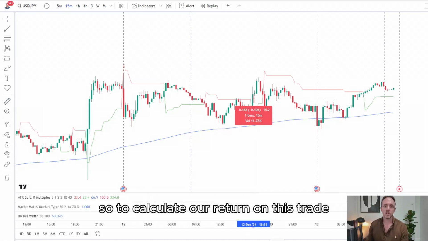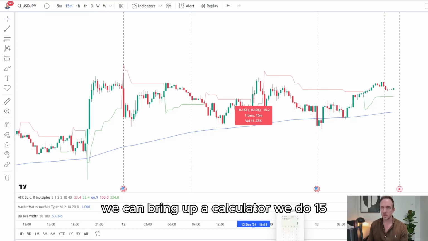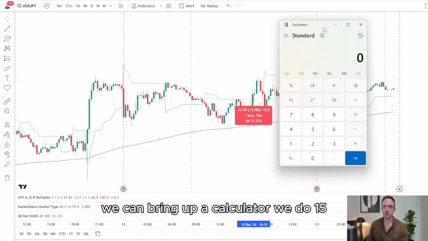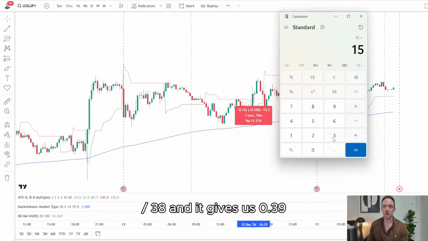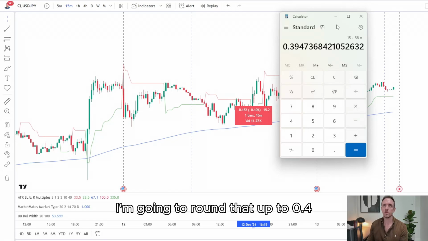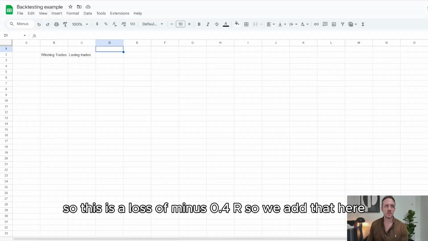So to calculate our return on this trade, we can bring up a calculator. We do 15 divided by 38, and it gives us 0.39. I'm going to round that up to 0.4. So this is a loss of minus 0.4R. So we add that here.